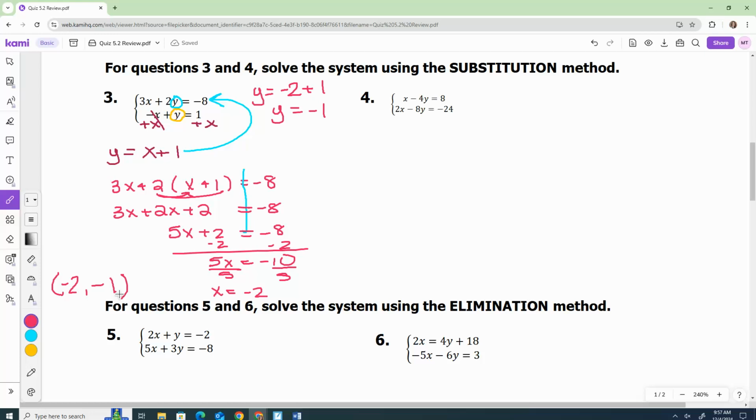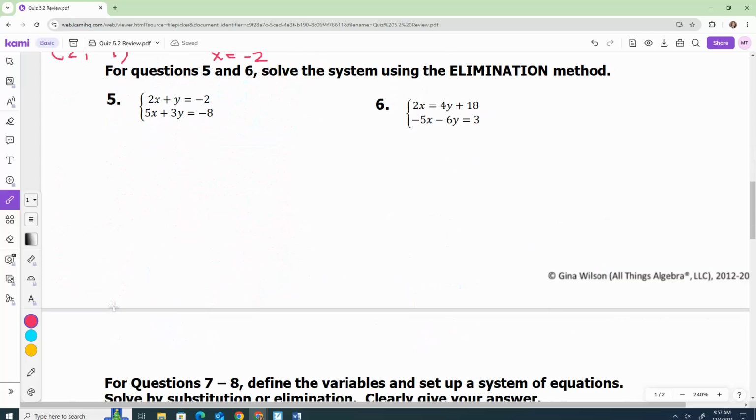Are we okay with substitution? Let's look at elimination. Go to number 5. The idea with elimination is we want to be able to add our equations together and get the variables to cancel.